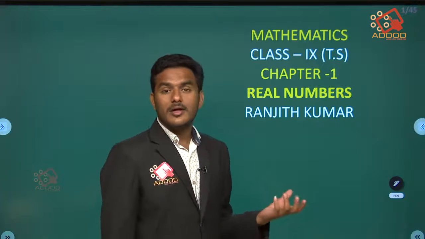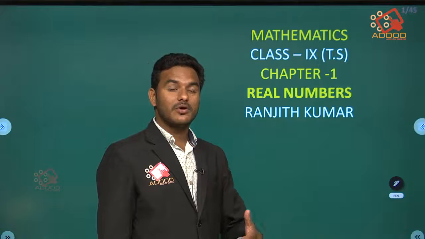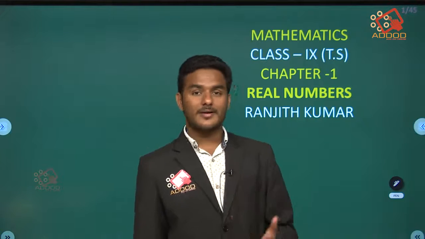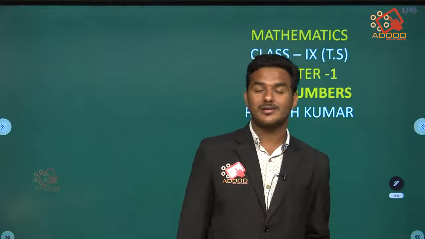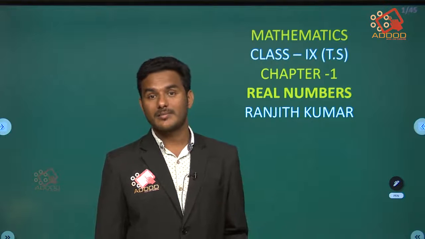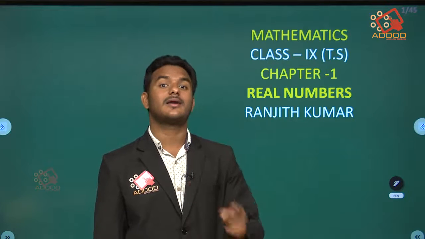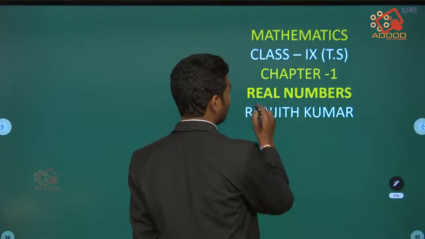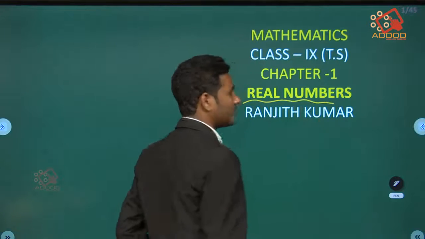So real numbers. Which numbers can be called real numbers? If you observe the number system, what are the natural numbers, what are the whole numbers, what are the integers, what are the rational numbers, what are the irrational numbers, and what are the real numbers? Everything we are going to learn. These are the basic things in this chapter.